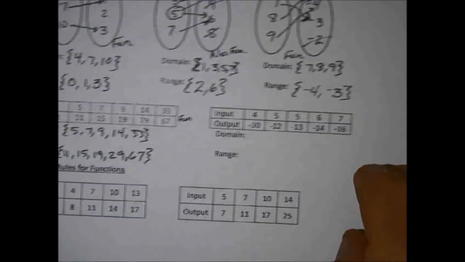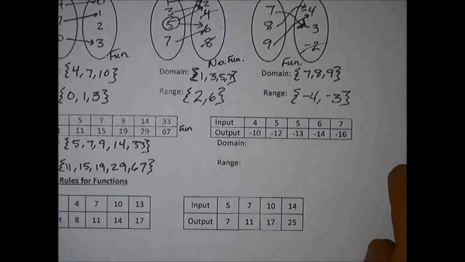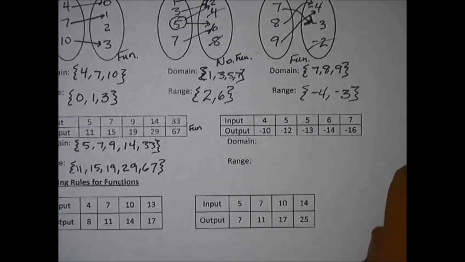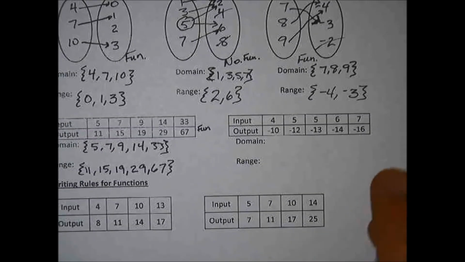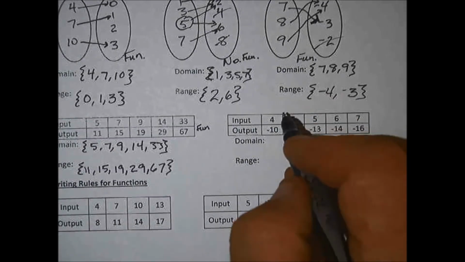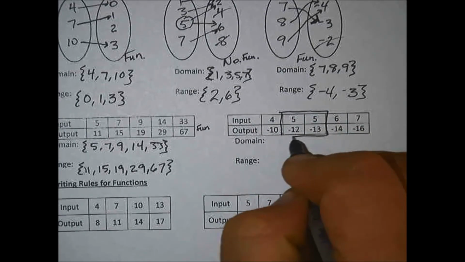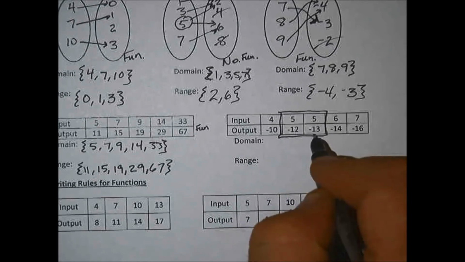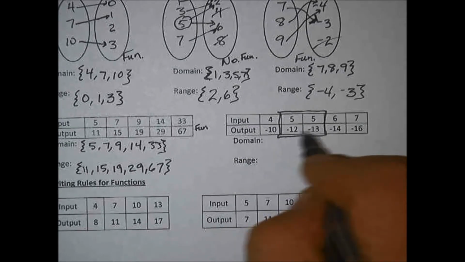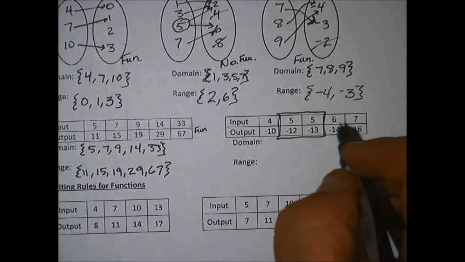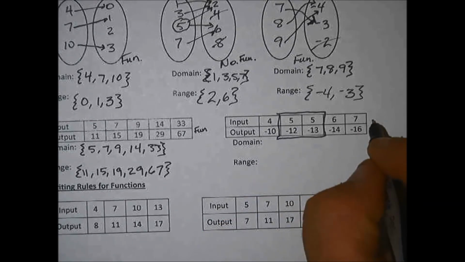As per usual, when you're talking about functions, it's always easier to understand what a function is and isn't by looking at ones that aren't. If I look here, I have two 5s in the input row with two different numbers. It's very key that they're different, because if this said 5, -12 twice, even though they're repeated, it would still be a function because that's just the same point. So this is no fun.